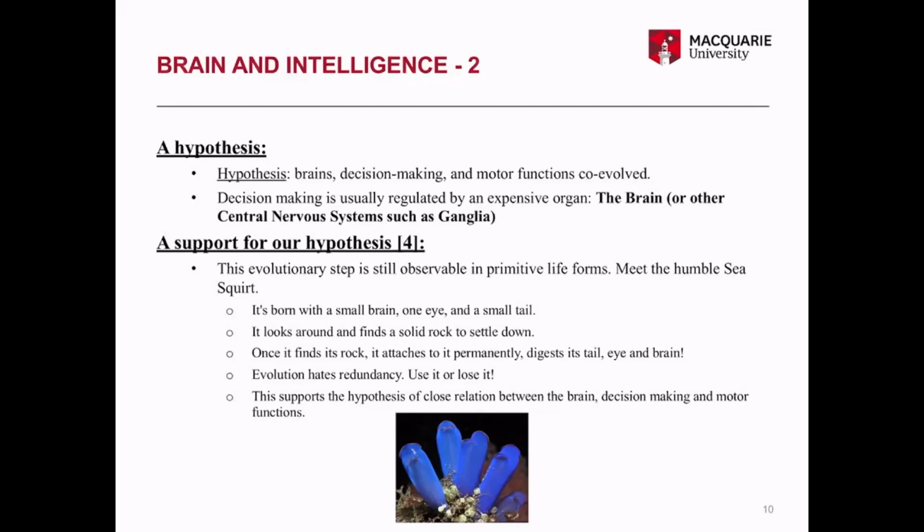A good example that can support this hypothesis is the sea squirt. This is basically the lifespan of a sea squirt. It's born with a small brain, one eye, and a small tail. And when it's born, it looks around and finds a solid rock to settle down. Once it finds it, it attaches itself to it permanently, digests its tail, eye, and brain, and sits there for the rest of its life. And you know that evolution hates redundancy, so it's a use it or lose it idea. And this supports this hypothesis of close relation between brain, decision-making and motor functions. At least that's how neuroscientists viewed this.